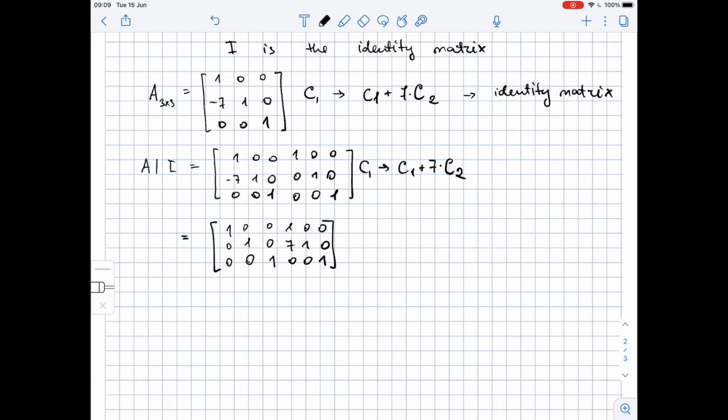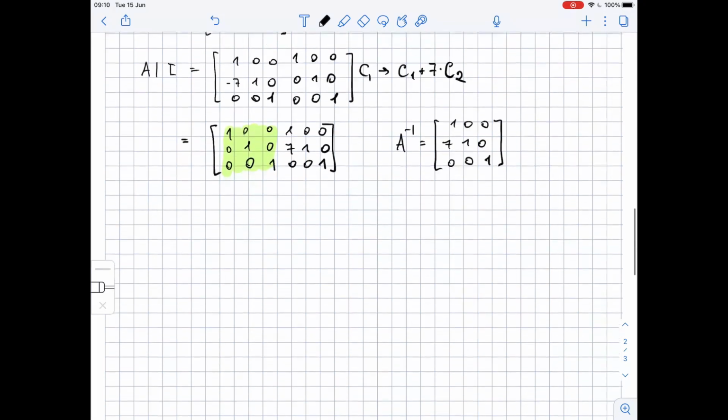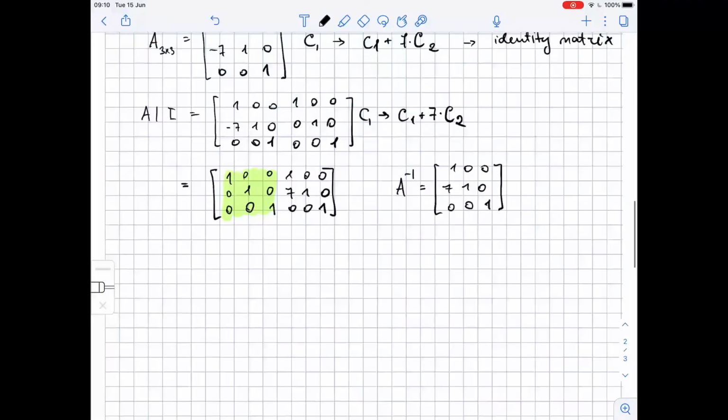Well, now after we get the identity matrix in the first half, that means that the inverse matrix, so A inverse, is 1 0 0, 7 1 0, 0 0 1. So this is how we find our inverse matrix. And now if you want to check it, if you multiply matrix A by A inverse, you will get the identity matrix.